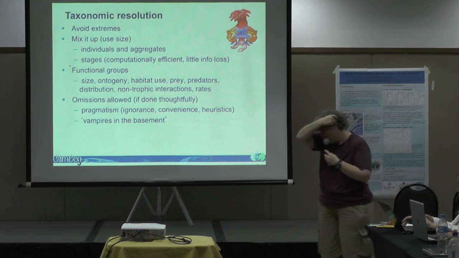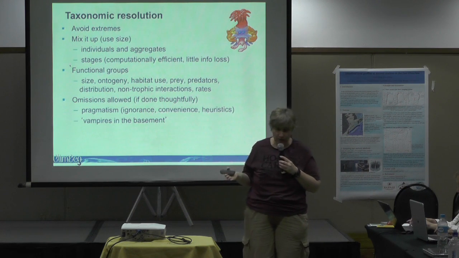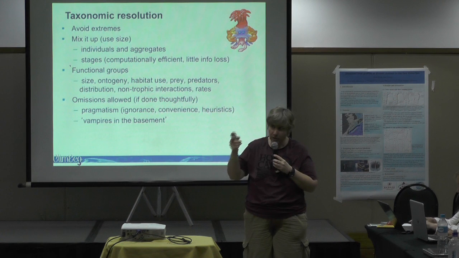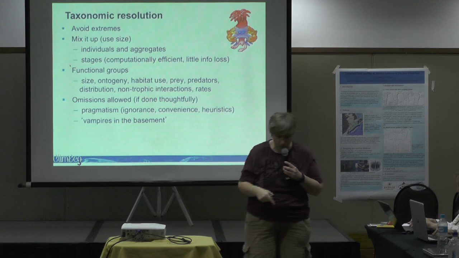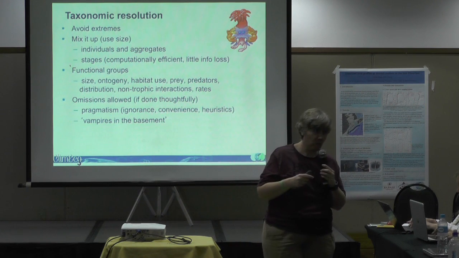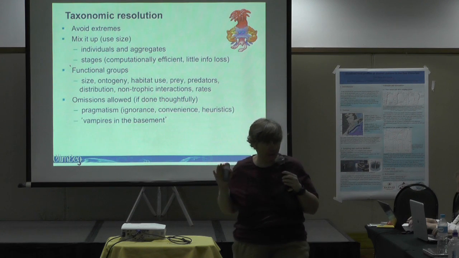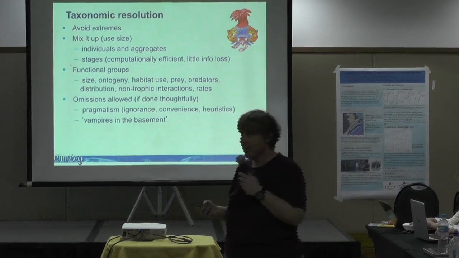The other thing to remember is you have to be a little bit pragmatic. You do have to draw the line somewhere and say, look, I can't put everything in. But as a modeller, you have to be very aware that there are missing parts that could become important in the future. So, for example, Carl Walters calls them the vampires in the basement. They're the things that come out of nowhere to get you when you least expect it. A bit like a horror movie.